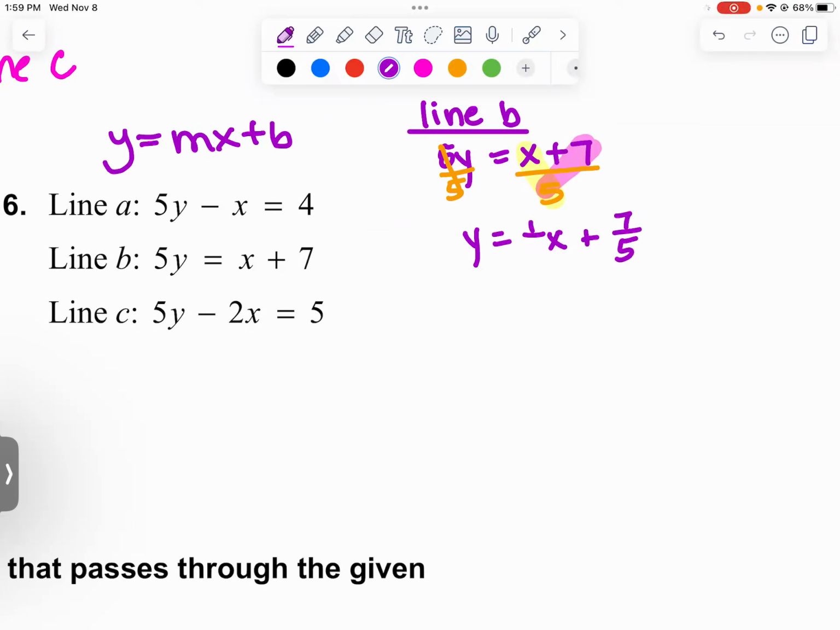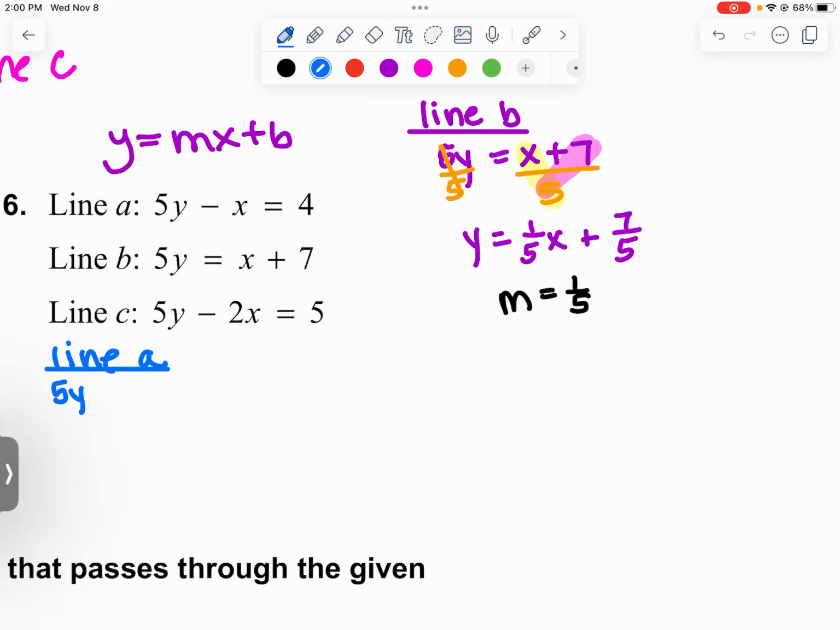Okay. Do you understand why I wrote 1/5 x instead of x over 5? Because the x value has a 1. That's not how slopes work. We want to see the rise over run. We want to see that coefficient multiplying by a fraction. Good. So we can tell from this that our slope is what? 1/5. Okay, great.